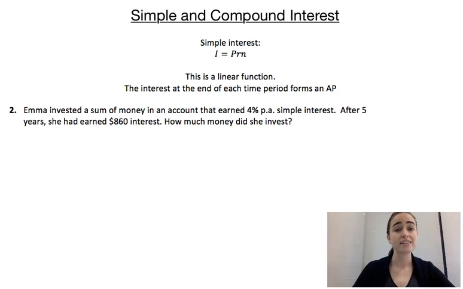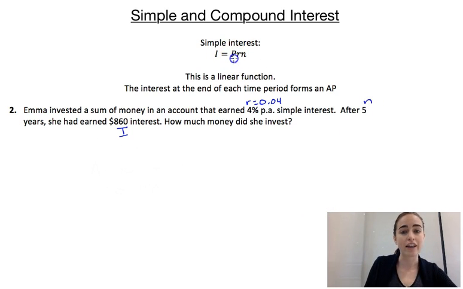So the total amount at the end is our $5,000 plus our $1,190 interest, to give us a total of $6,190. Our second example says Emma invested a sum of money in an account that earned 4% per annum simple interest. After 5 years, she had earned $860 interest, and we need to find out how much money she invested. This time we've been given our interest. We know that our rate is 0.04 and our N is 5. What we're trying to find is the P in our formula, the principal.